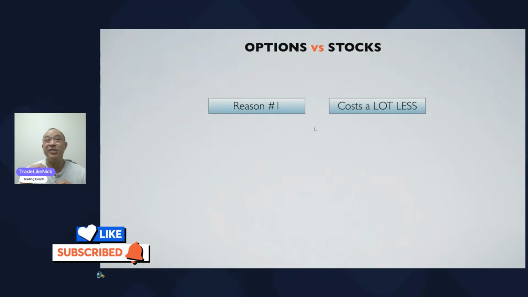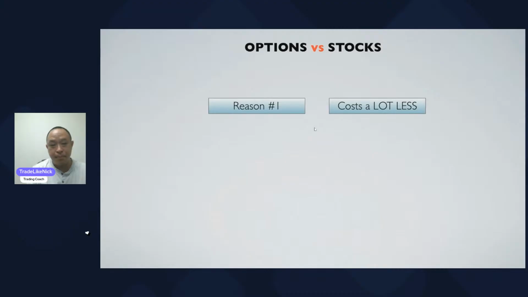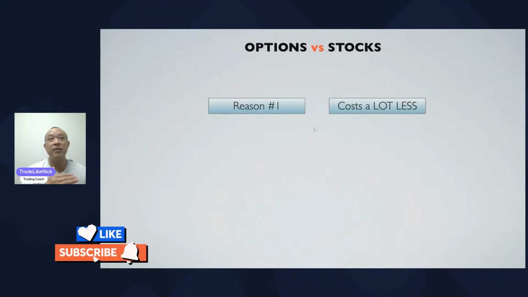But you can participate in the exact same movement of the stock by buying an option on the stock, and it costs you a lot less. Like you saw earlier, I could create a trade that's $100. I could put a $200 bet, and I can make maybe $400, $500 from that bet if the stock does what you think it's going to do.